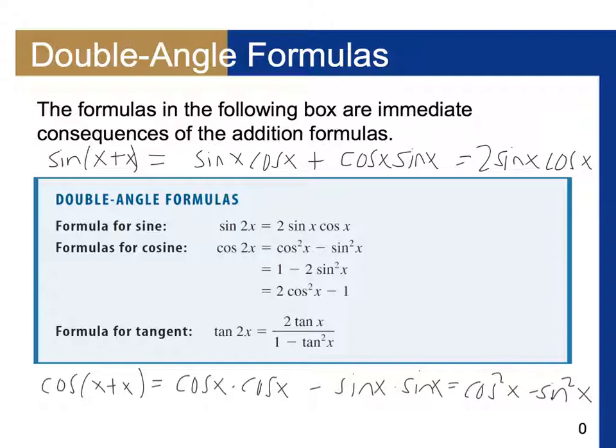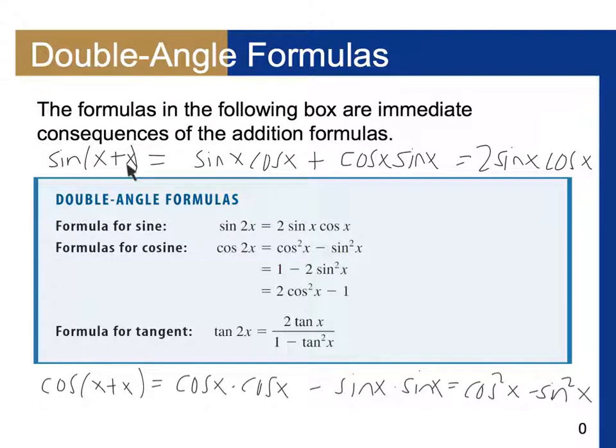So for double angle formulas, we have sine of 2x, where we're doubling our angle x, and that's just 2 times sine of x cosine of x. So let's say x is 50, then 2x would be 100, right? So sine of 100 would be 2 times sine of 50 cosine of 50 degrees or whatever. Okay, I just want to show you where that comes from.